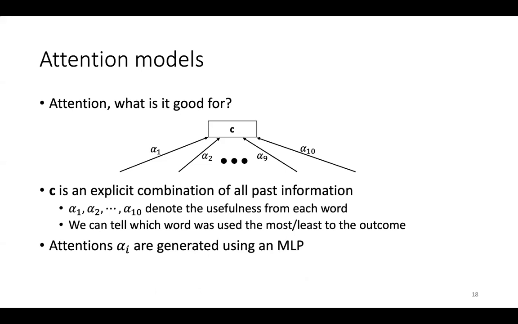All right, so attention, what is it good for? It's not only good for improving the performance, but C is an explicit combination of all past information. So you can use alphas to understand which input at which time step was especially useful for making the prediction. In this NLP example, that is the usefulness of each word, so we can tell which word was used the most and the least to make the outcome. In the translation case, when decoding each word in an autoregressive manner, you can understand which input words were most useful and least useful for decoding each output word.